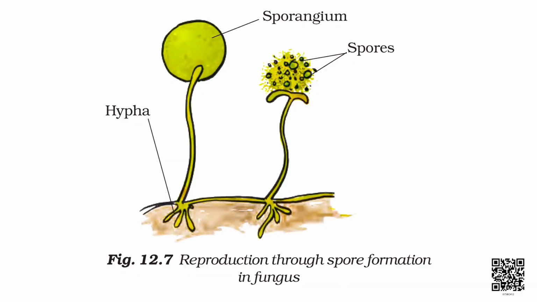Each spore is covered by a hard protective coat to withstand unfavorable conditions such as high temperature and low humidity, so they can survive for a long time. Under favorable conditions, a spore germinates and develops into a new individual. Plants such as moss and ferns also reproduce by the means of spores.